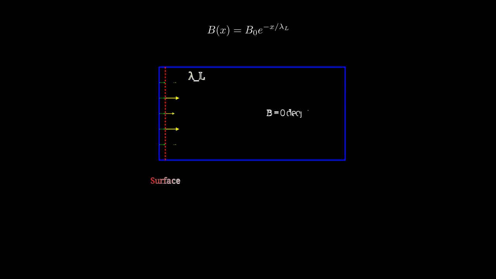Here's a visualization. The external field arrows on the left penetrate only a distance lambda L into the superconductor. Deep inside, the field is completely screened to zero. Now let's map out how the penetration depth and the Meissner effect depend on temperature. This is crucial for validating the theory.